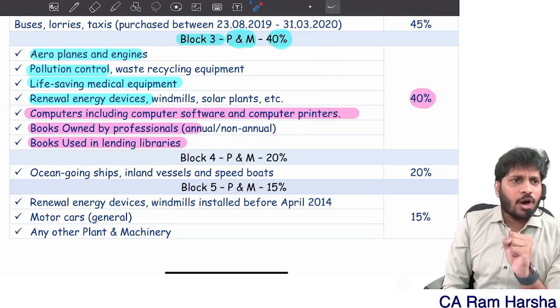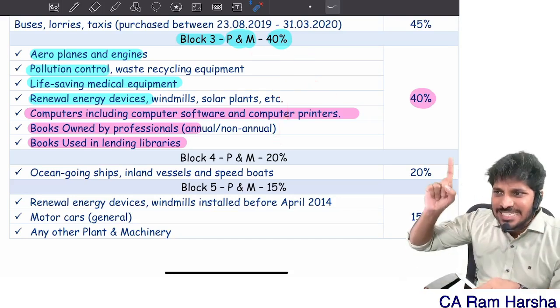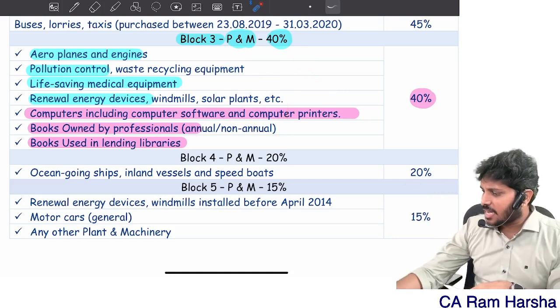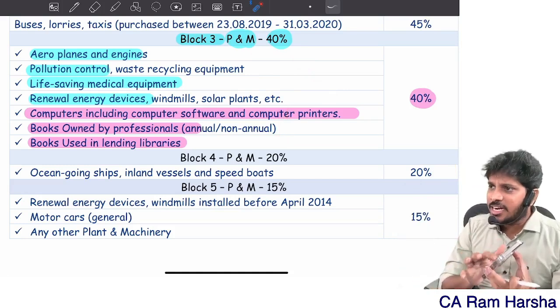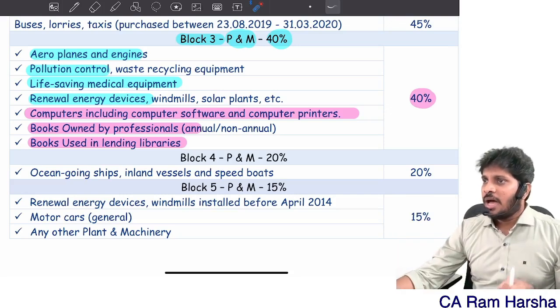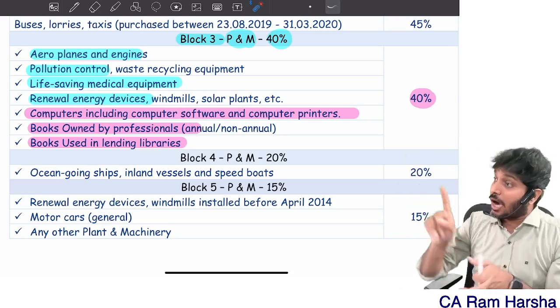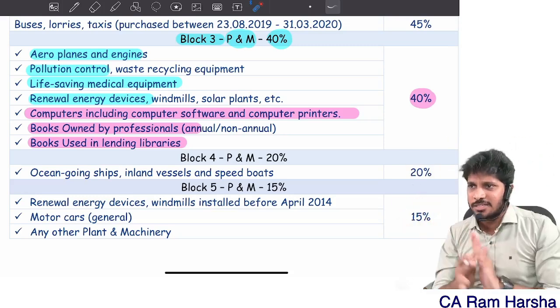Means what is a block? In all these cases, we don't calculate depreciation asset wise. I purchased a phone. I will not calculate depreciation on the phone separately. I will first add this in the block. In the block, on the block value, I will compute depreciation. How to compute? A little while later we'll discuss.